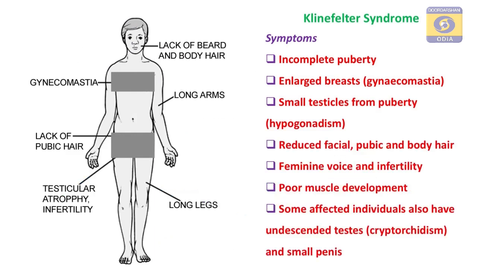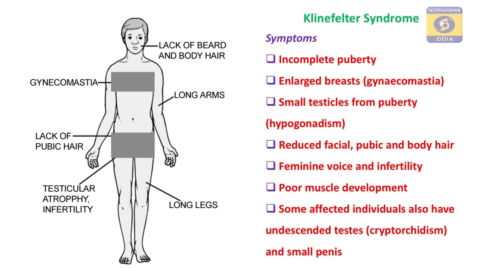Right? What are the different symptoms of Klinefelter syndrome? The first, incomplete puberty, enlarged breast due to the presence of two X chromosomes. That condition is gynecomastia. Many times the question comes, gynecomastia is a symptom of which syndrome? The answer is Klinefelter syndrome. Testicles are small in size, testes are rudimentary.